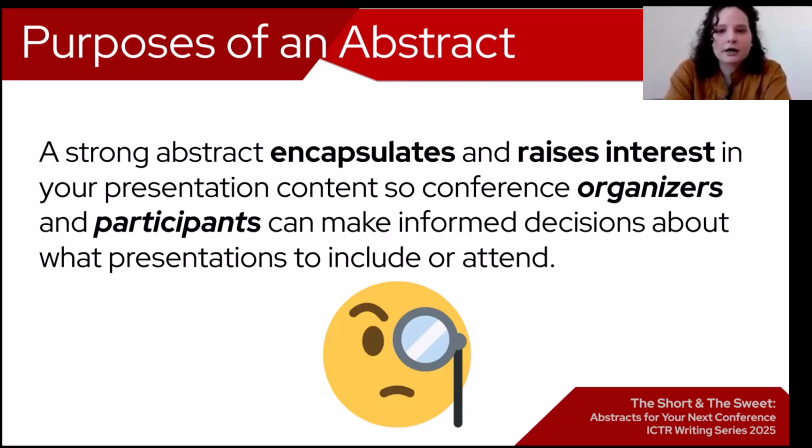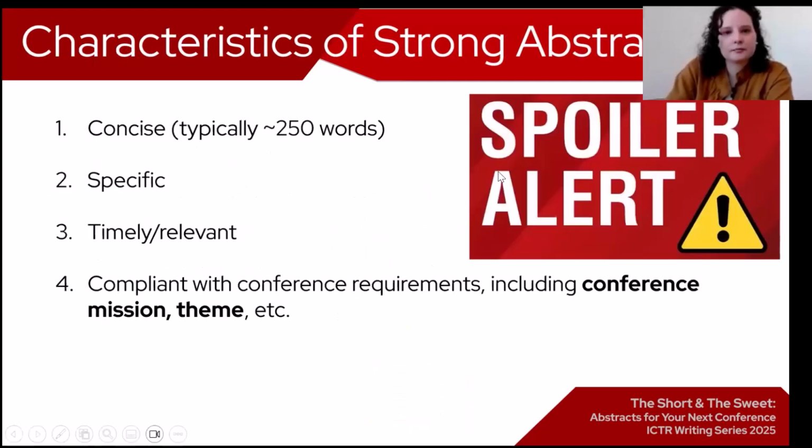And so the characteristics of a strong abstract are one, that it's concise, typically about 200, 250 words, specific, and that's what the spoiler alert is for. You don't want to hold back anything significant from the abstract. It should all be in there. All the spoilers should be in there. Timely or relevant. This should be about something that people will want to learn about. And then, of course, compliant with conference requirements, including the conference mission, theme, etc.